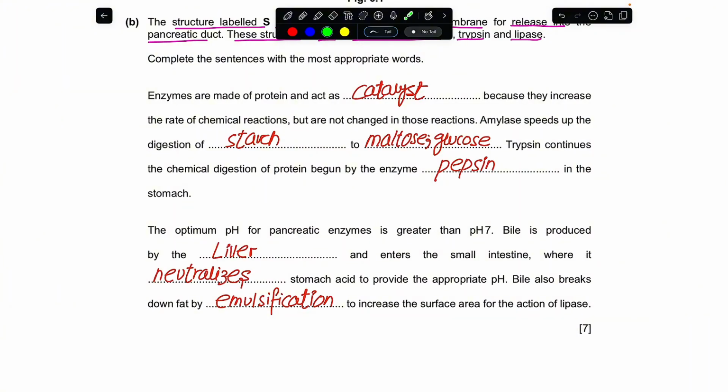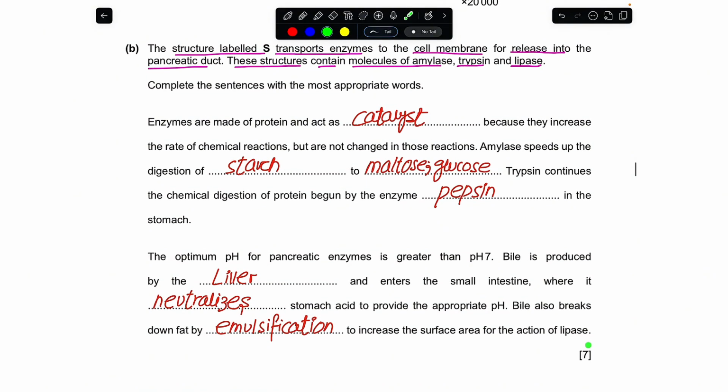So for sure, it would have the acid in it. And when the stomach acid is neutralized, it would provide the appropriate pH. Later, they say bile also breaks down fat by dash to increase the surface area for the action of the lipase. Now, if I want to increase the surface area of some substrate for the optimum activity of the lipase enzyme, the bile brings about the emulsification process. So this is how you would score a total of 7 marks.